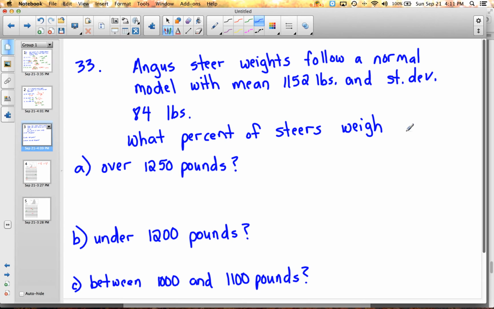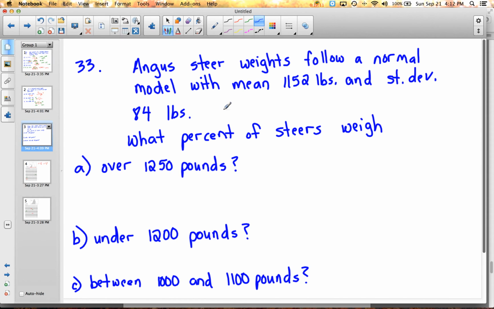So what do you do if it's not a standard normal model? For example, the Angus steer problem that I think we looked at once before, the weights follow a normal model with a mean of 1,152 pounds and a standard deviation of 84 pounds. What percent of steers weigh over 1,250 pounds? So what do you do if it doesn't follow a standard normal model and you don't have a table for a normal model with this mean and this standard deviation?